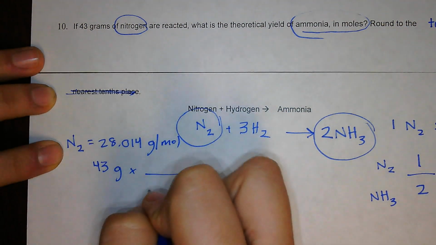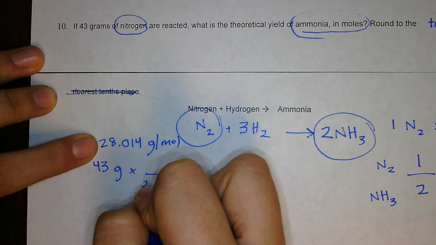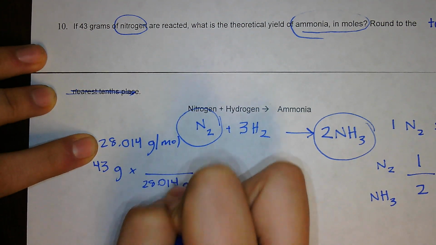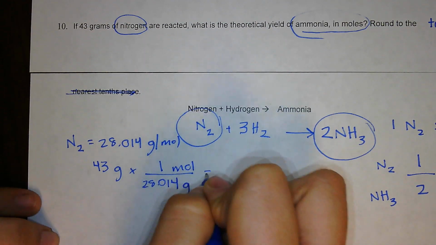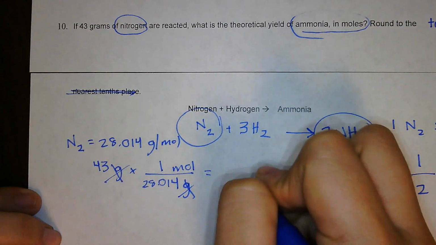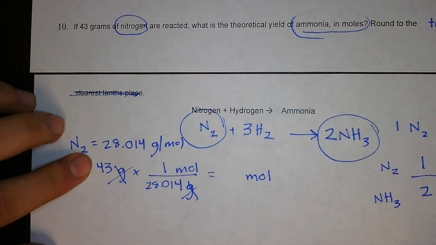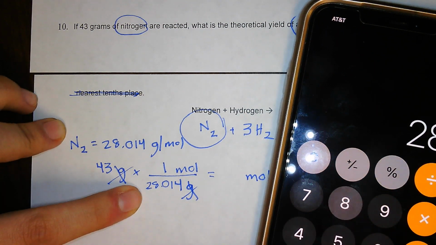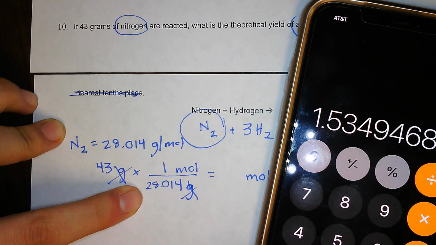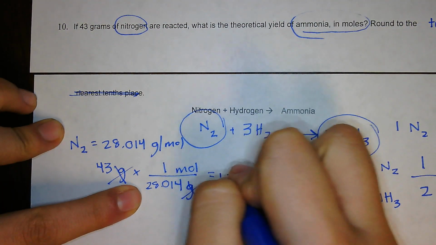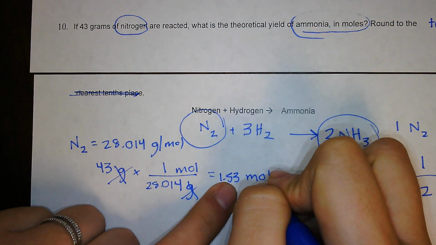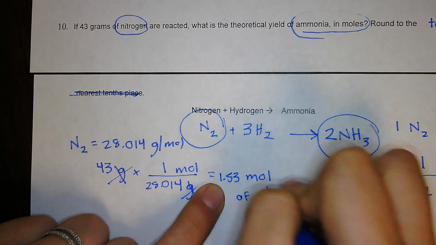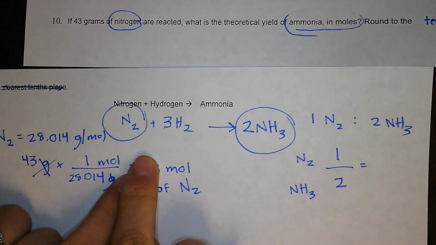Alright, so if I have 43 grams and I want to get rid of grams, so I put it at the bottom, and I know that for every 28.014 grams I have 1 mole. Cancel out my grams, left with moles, which is what I want. Now all I have left to do is just the math. 43 divided by 28.014. 1.53 moles.